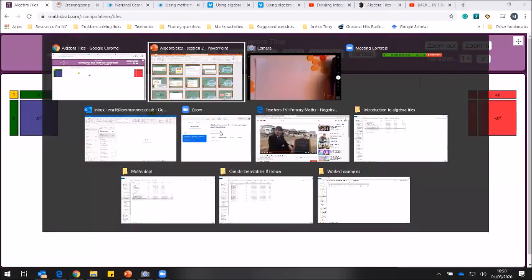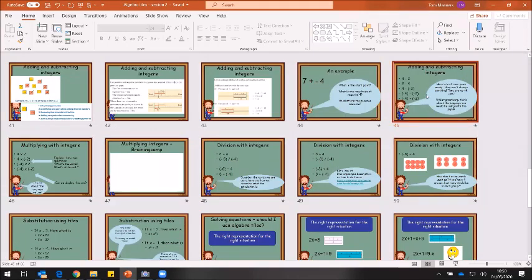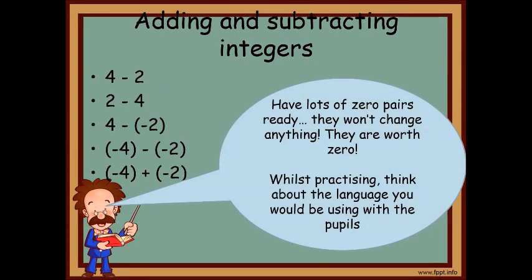So I'm just going to leave some questions on screen for just a few moments, if you have a play. While you're doing this, as a reminder, have lots of 0 pairs ready. And also, whilst practicing, think about the language you'd be using. Think about the difference between the adjective and the verb, the act of taking away something. So for this middle question here, 4 subtract -2, really different maybe. So I'm just going to give you a couple of minutes just to play with those.